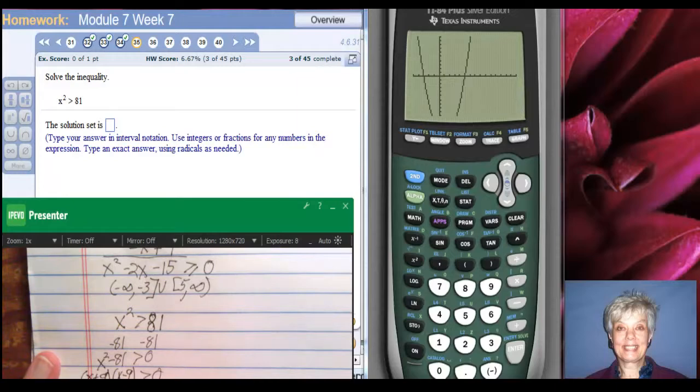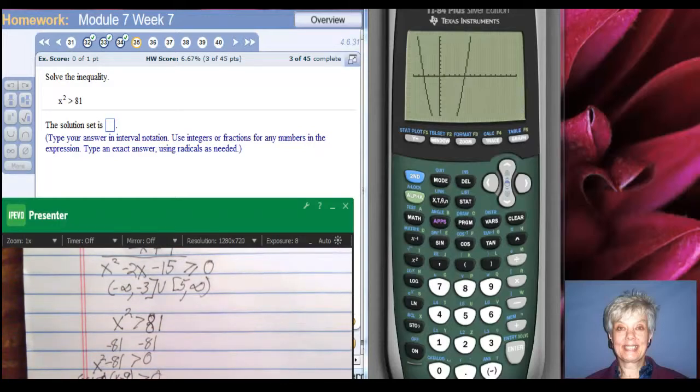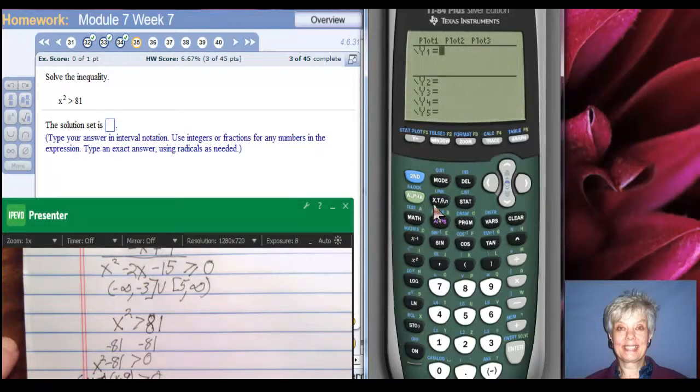Set each factor equal to 0. x plus 9 equals 0, x minus 9 equals 0. And so we'll have the answers x equals negative 9, x equals positive 9. Those are the zeros of the function. But right now, of course, I could graph this, and I'm going to. But we are going to have to radically change the window. x squared minus 81. Now, I know that 81 is way up there, but let's see. I am going to zoom 6 to get a centered screen again.